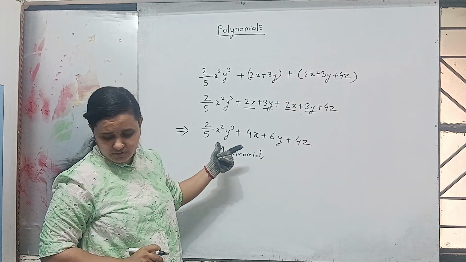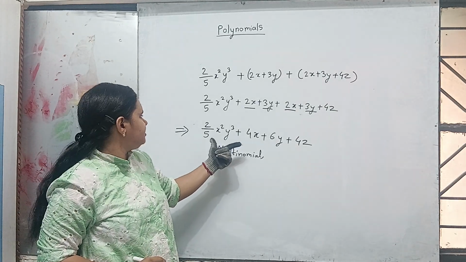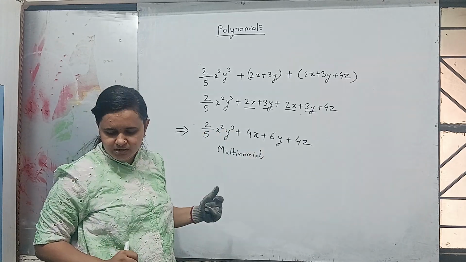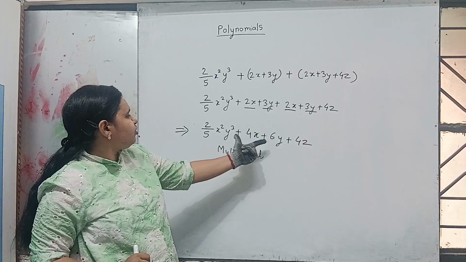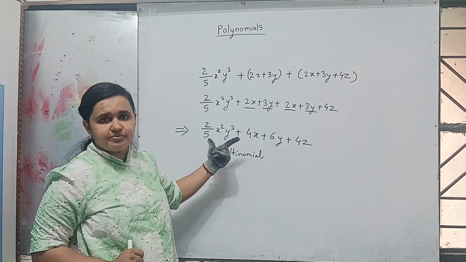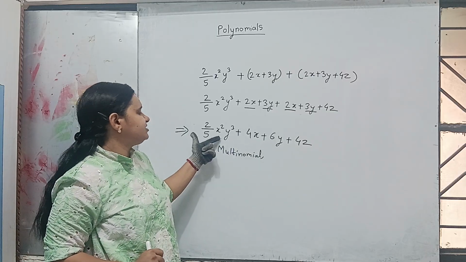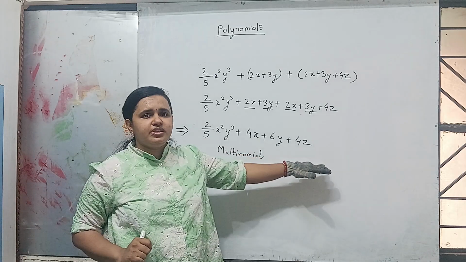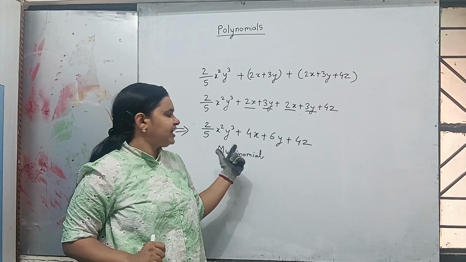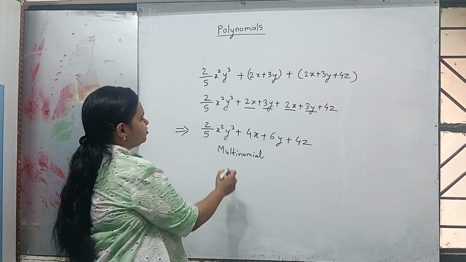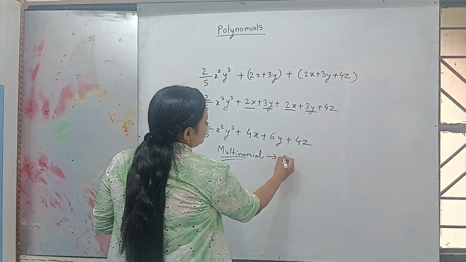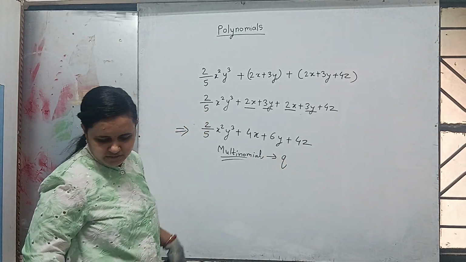Is it a cubic polynomial? No. It has degree as 5. So it is not a cubic polynomial. Is it a quadratic polynomial? No. Quadratic polynomial has degree 2. It has a degree 5. So it is not a quadratic polynomial. Is it a trinomial? No. It has 4 terms. It can't be a trinomial. So it is only a multinomial. That is Q option.